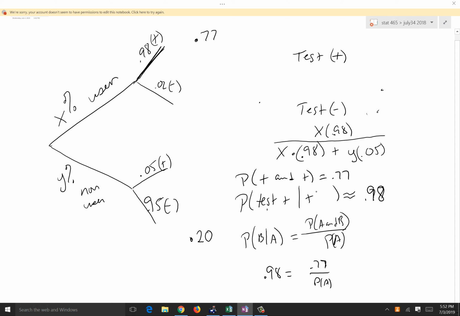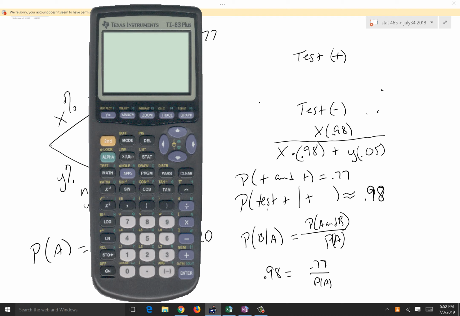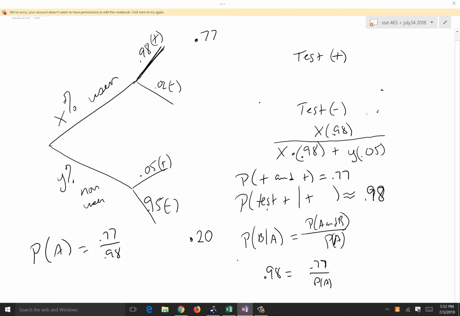If you are positive, I know this because the test states in its fine print that if you are a user, you will test positive 98% of the time. So the probability that you test positive given that you are positive is 98%. Now if you solve for the probability of A, what do you get? 0.77 divided by 0.98, so it's about a 79% chance. In other words, about 79% of our population is users, approximately, according to this data.